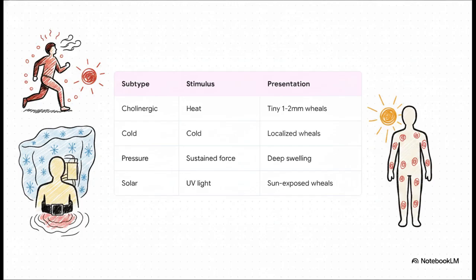Then there's cold urticaria. Imagine jumping into a freezing cold swimming pool. The sudden drop in temperature causes massive, localized mast cell degranulation, and that can actually progress to full vascular collapse. We also see pressure urticaria from sustained force, like wearing a heavy tool belt all day, and even solar urticaria, where specific UV light spectrums trigger wheals solely on sun-exposed areas.